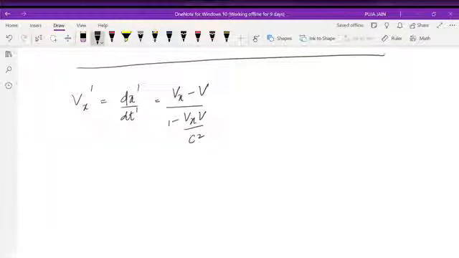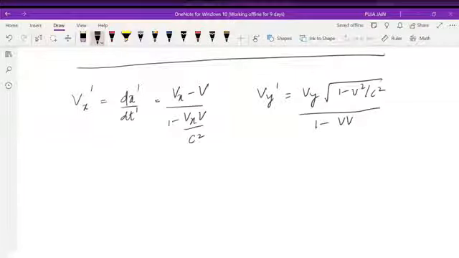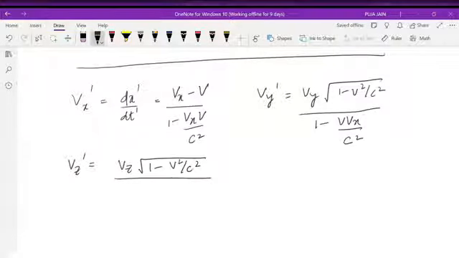Okay, Vy dash is Vy root 1 minus V square by c square, divided by the same denominator. See, the denominator part is the same. Okay, it's very important that you remember these formulas exactly. You say this for Vy and Vz: the numerator part is basically the same, only instead of Vy we get Vz, and the denominator part is the same for all three. Okay, so these are my equations for Vx dash, Vy dash and Vz dash.